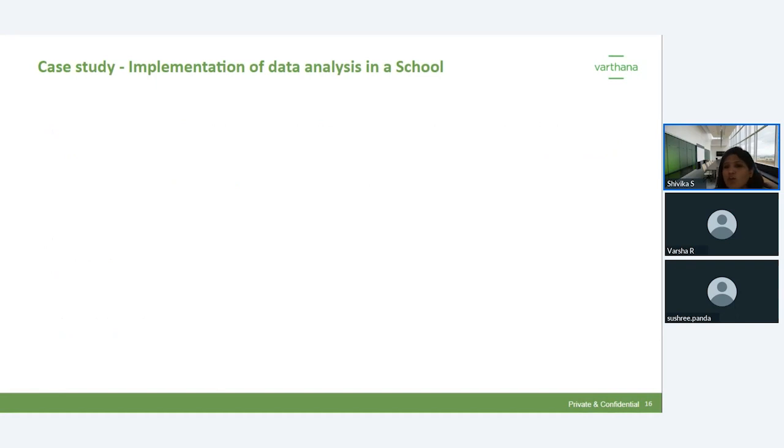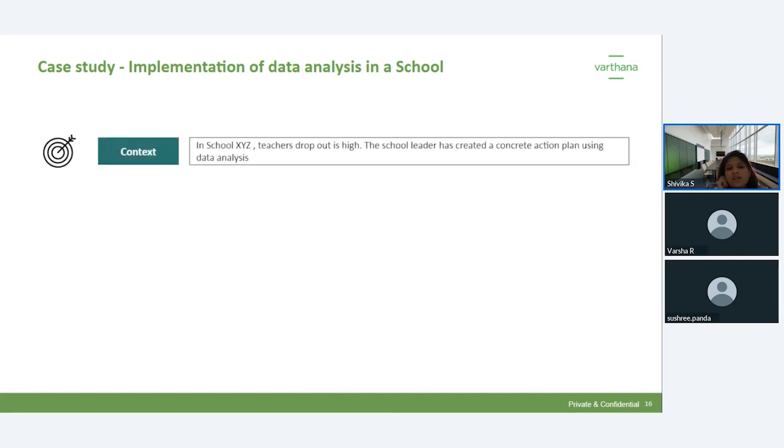So here the focus is a lot on how data is effective and data-based decision making is effective. Here there's a case study of a school, XYZ school, where the teacher dropout is high, and this is the challenge the school is facing, and the school leader wants to create an action plan. So do you think the data will add value, and what type of data should we be capturing to know why the dropout rate is high?